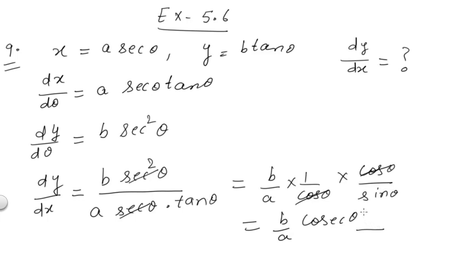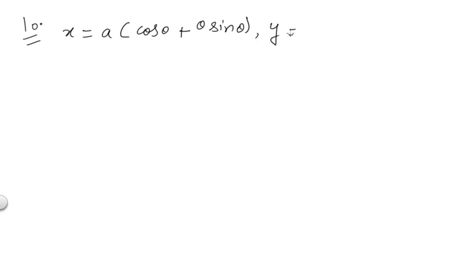Let us move to question number 10. In question number 10, they have given us x equal to a into cos theta plus theta sin theta, and they have given y equal to a into sin theta minus theta cos theta. Let us differentiate x with respect to theta. We get dx by d theta equals a as it is.